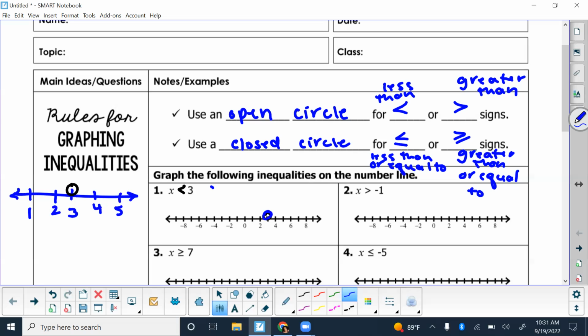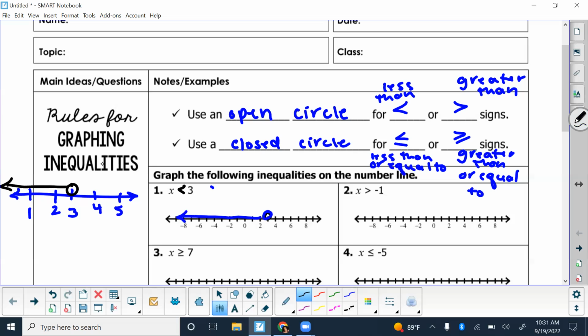So would that be to the left or to the right? To the left is correct. And you can put an arrow to show that it goes on infinitely, like that. And then you can plug in to make sure that you did it correctly. Is 1 less than 3? Yeah, so that's what I would do. I take a few points where my arrow is, because where the arrow is pointing is saying that all of those are solutions.